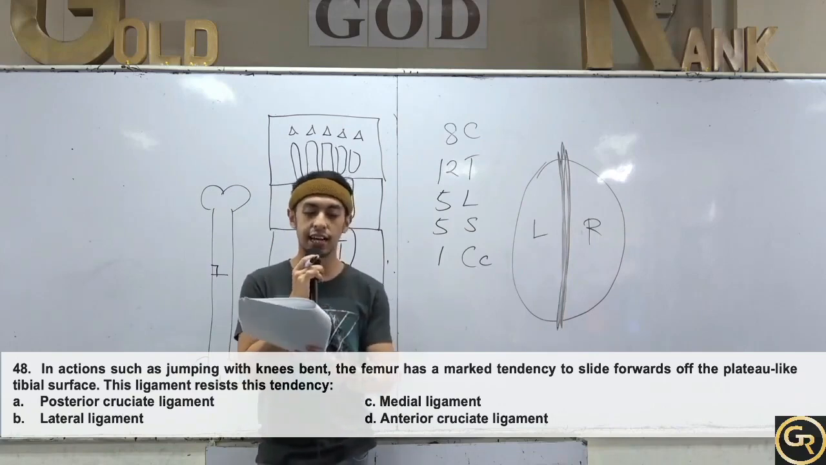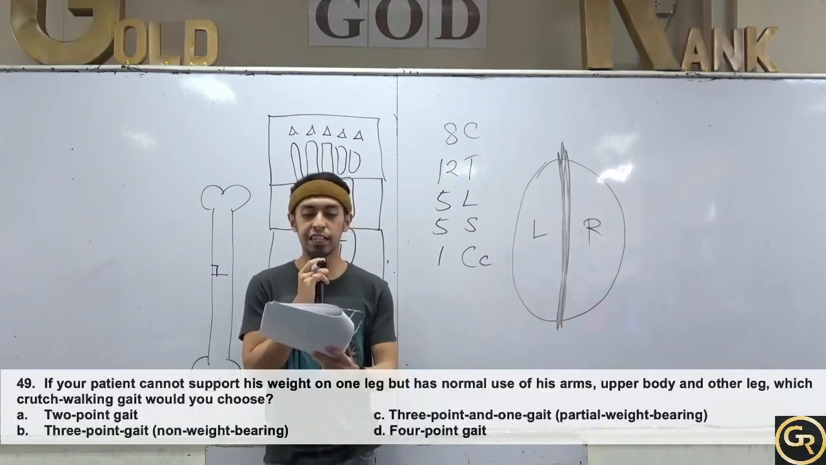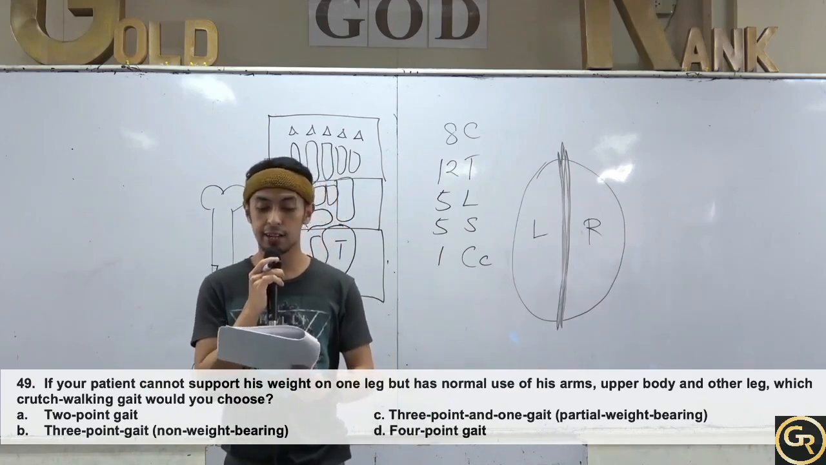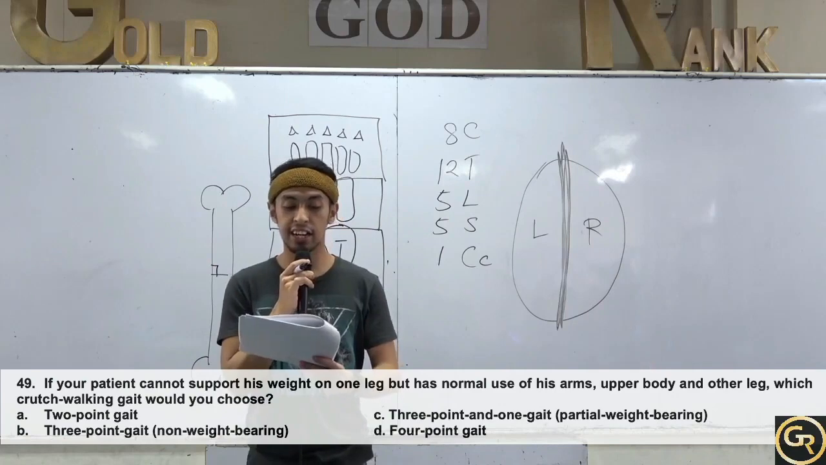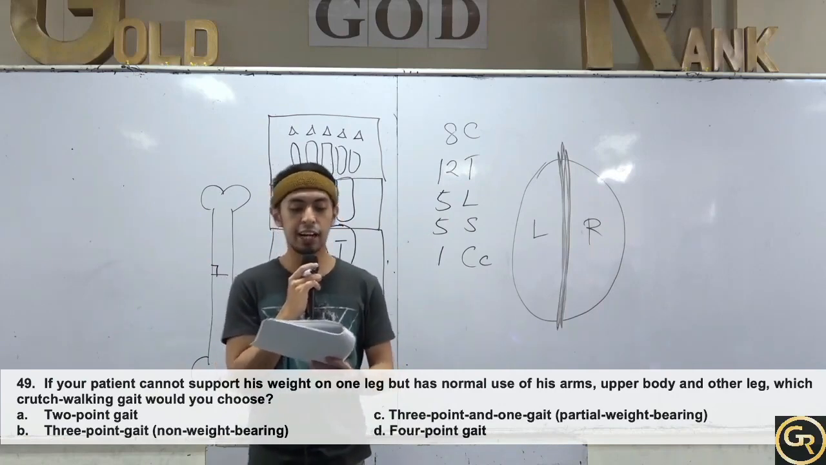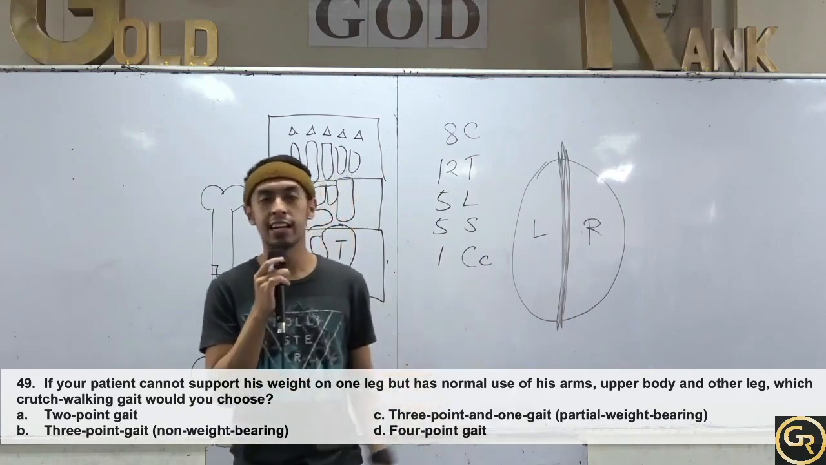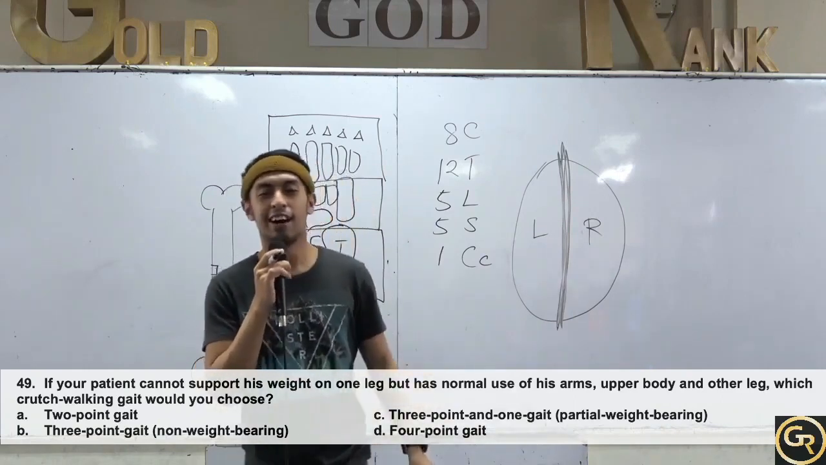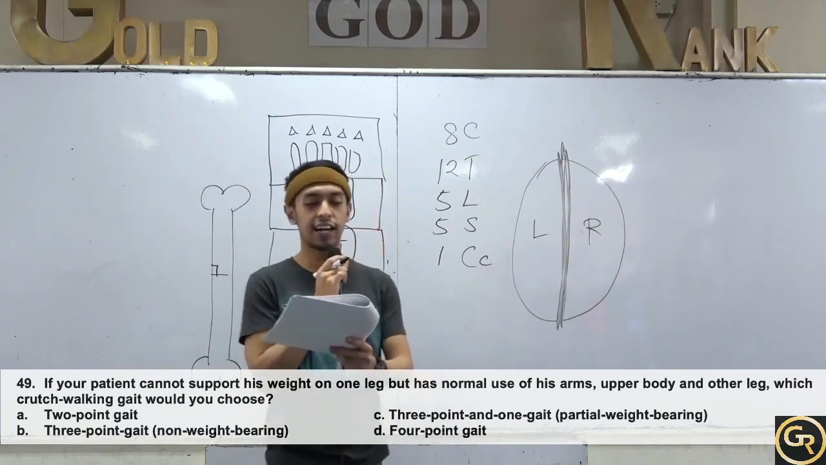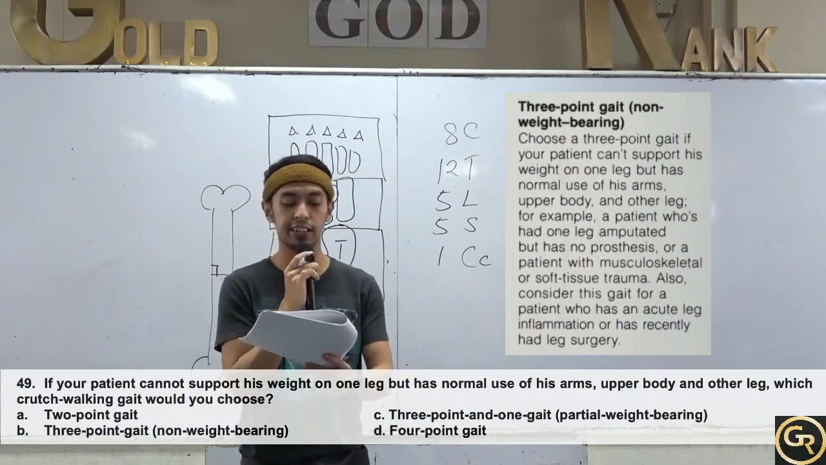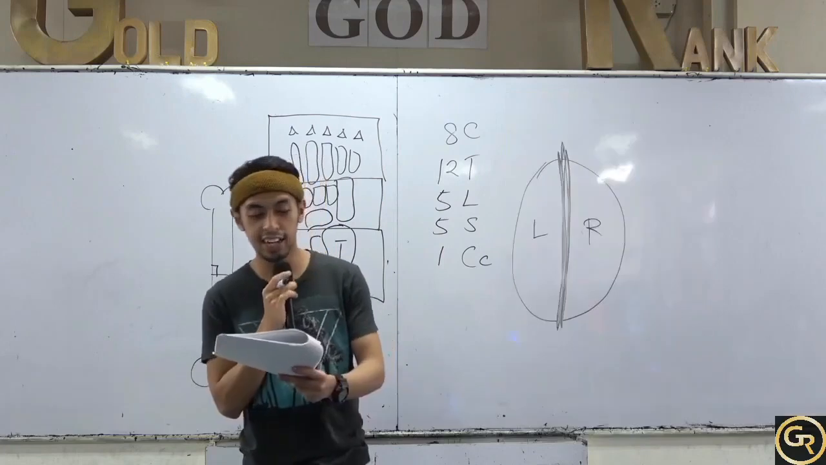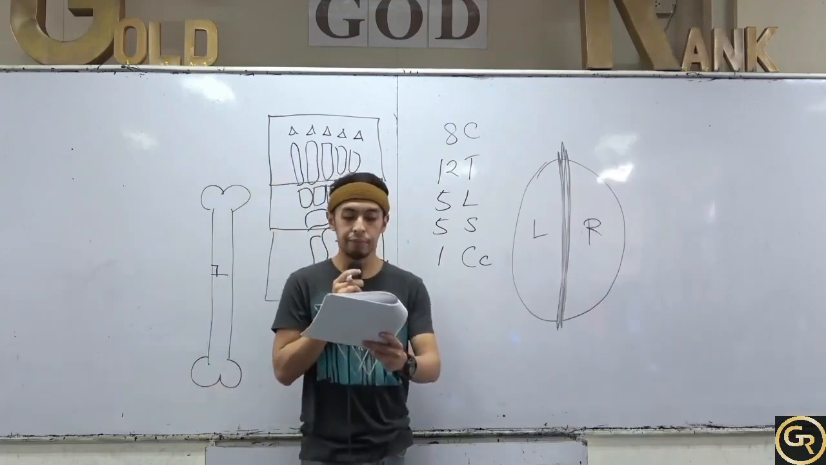Okay? Your PCL. 49. If your patient cannot support his weight on one leg but has normal use of his arms, upper body, and other leg, which crutch walking gait would you choose? Okay, guys? If hindi niya kaya mag-support on one leg, it means that one leg is not weight-bearing on the floor. Okay? So, sino po yun? It would be your letter B. It's your 3-point gait or your non-weight-bearing type of crutch walking pattern.